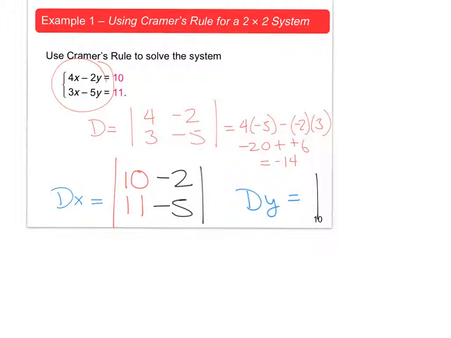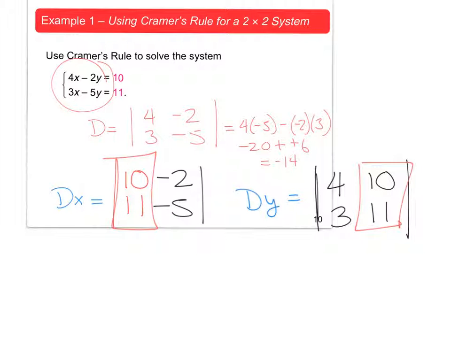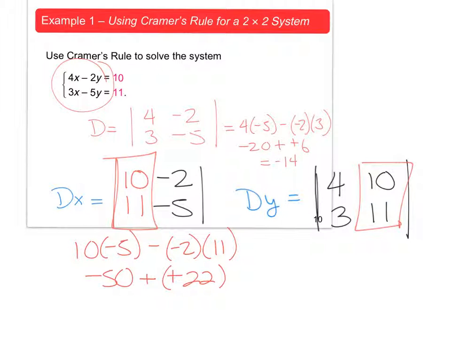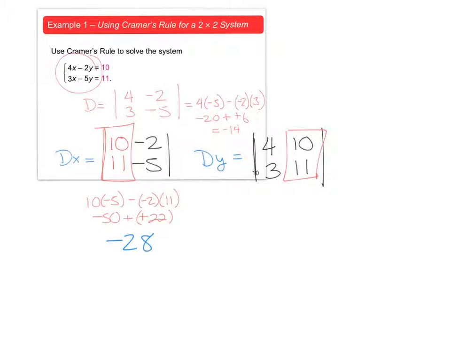So that's going to be, instead of -2, -5, it's going to be 10 and 11. Everything else in matrix D stays the same, 4, 3. Then we're going to find the determinant values of dx and dy. Okay? So I'm going to have 10 times -5 minus -2 times 11. So here I get -50 minus -22. And that gives us -28.